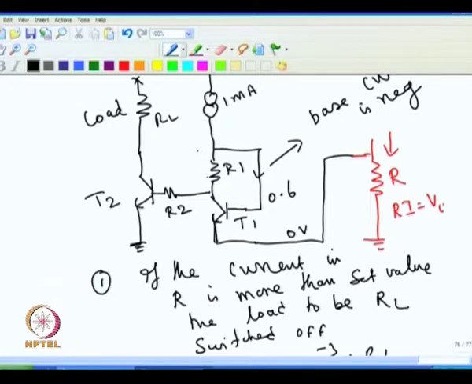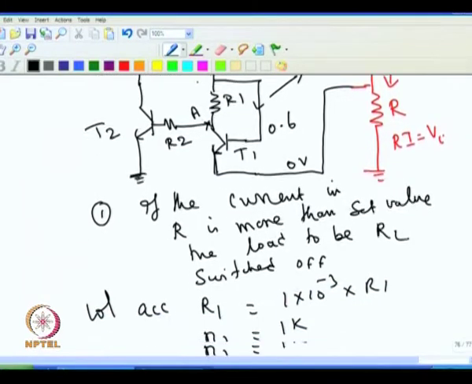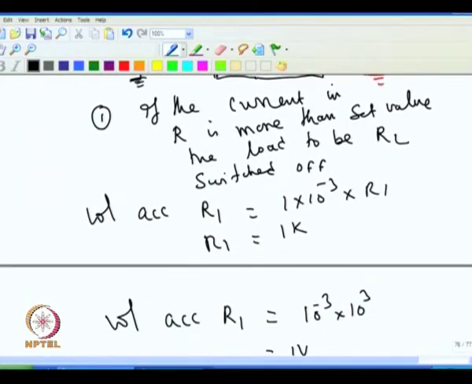So, the voltage across this is fixed as 1 volt, and we know that to switch on the transistor T2 we need a base voltage of 0.6, that is we need 0.6 volt at this point to switch it on. Assume the base current is negligible, that means the voltage required at this point is also 0.6 if I want to switch on this. I will call this point A. So, the voltage required at A to switch on T2 is 0.6.